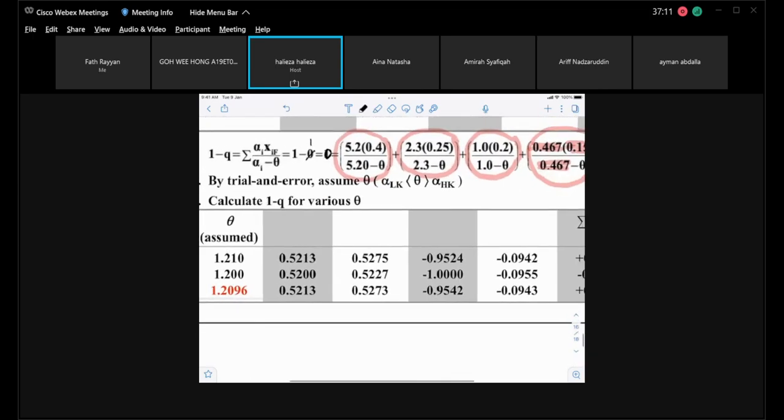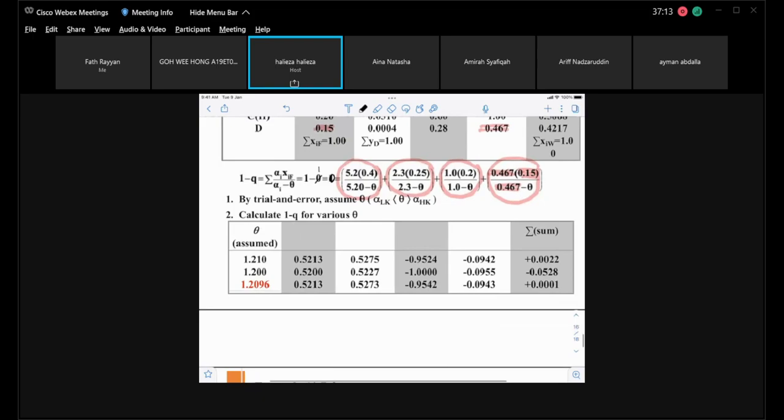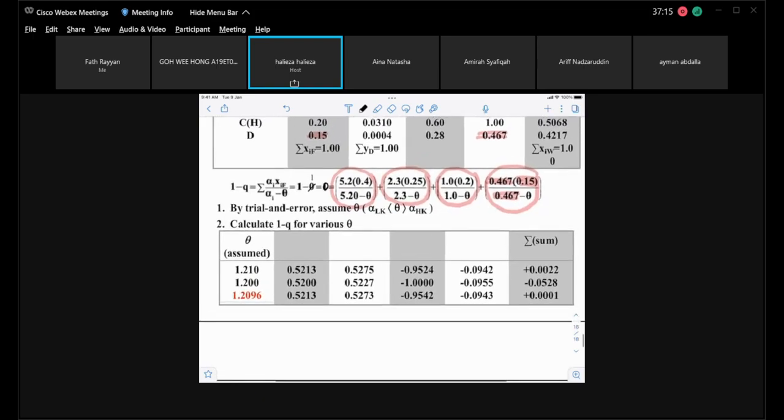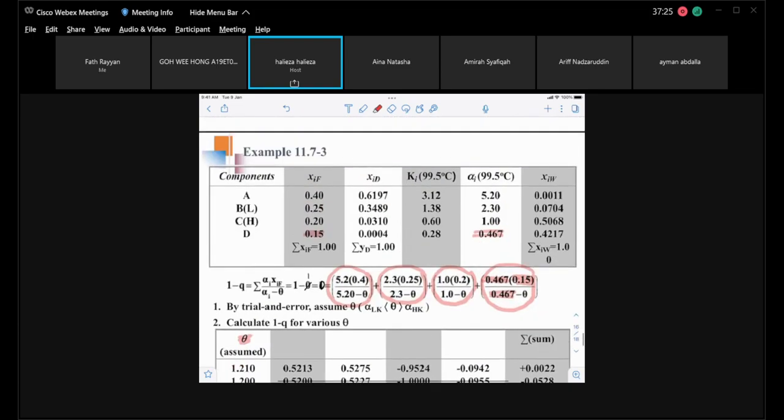You make a table. You tabulate the assumed value of theta first. The theta value you assume is between the light key and the heavy key. The relative volatility of your light key is this 2.3.